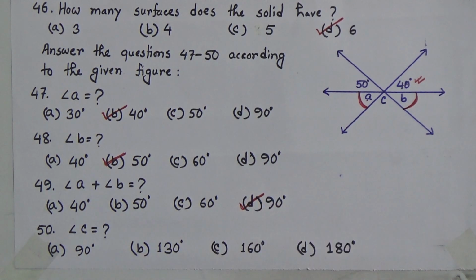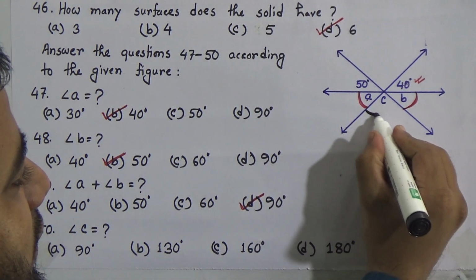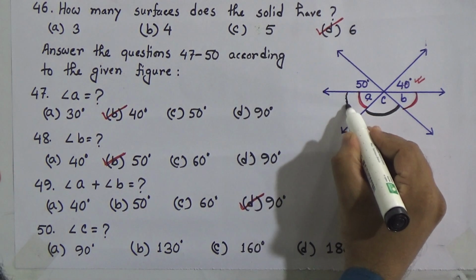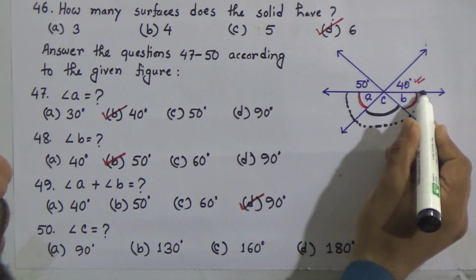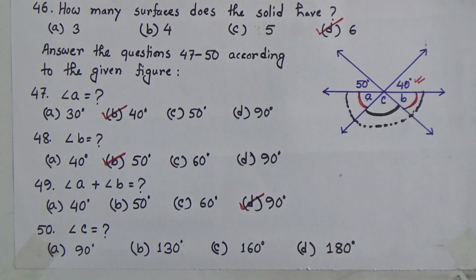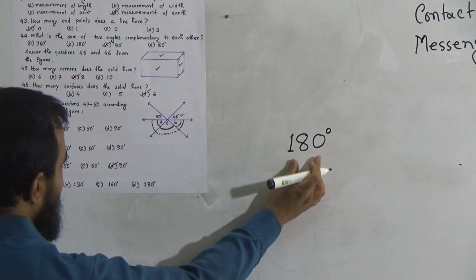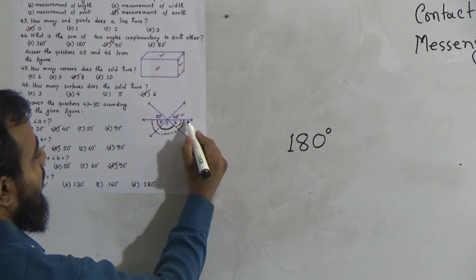Okay students, the last question is number 50. We have to find out the measurement of angle C. Look, this is the angle C, right? You have to find out this angle. Okay? And from this figure we know this large angle is equal to a straight angle. A straight angle equals how much? A straight angle equals 180 degrees. A straight angle equals 2 right angles, and 2 right angles equal 180 degrees. That means this big angle equals 180 degrees.